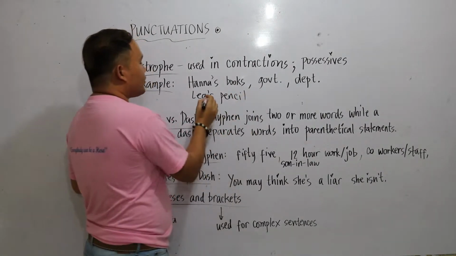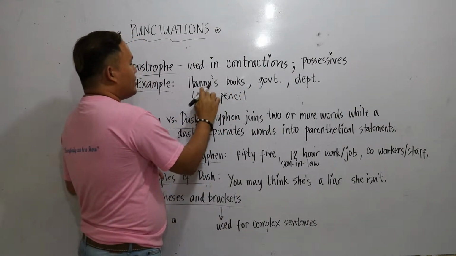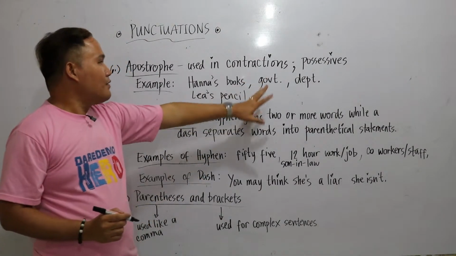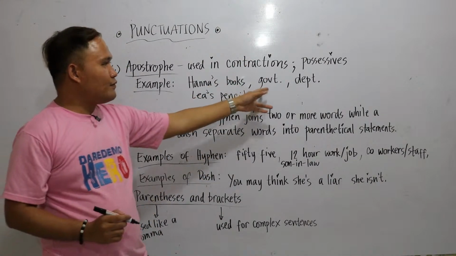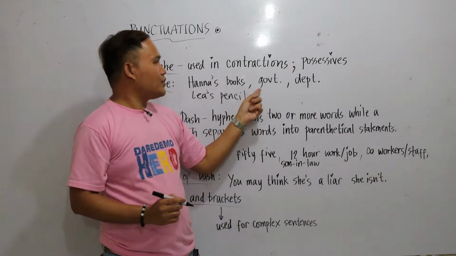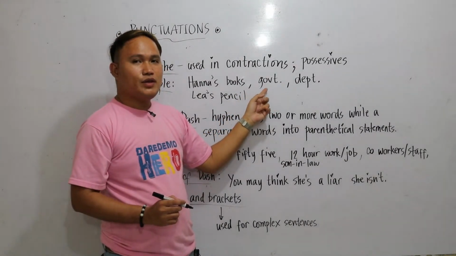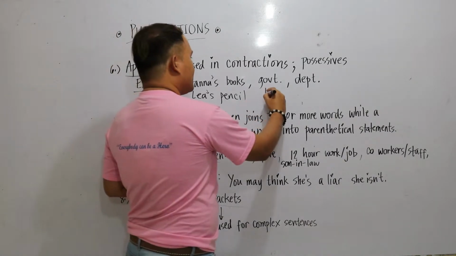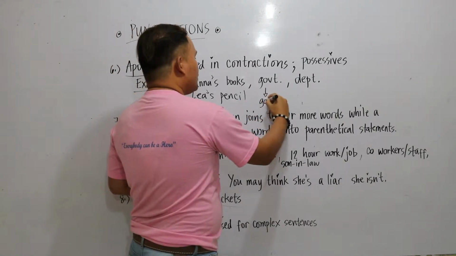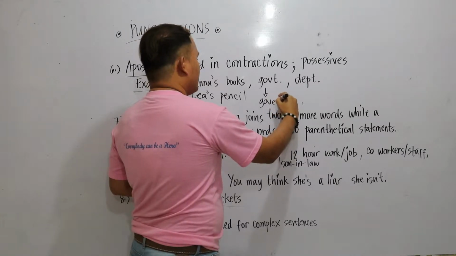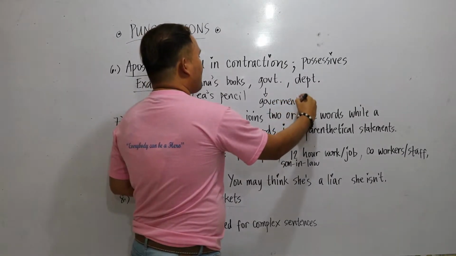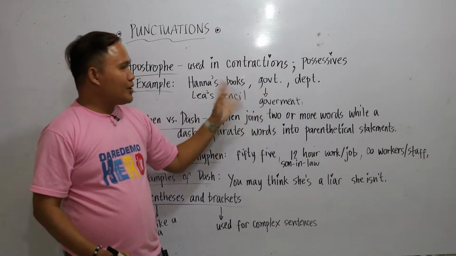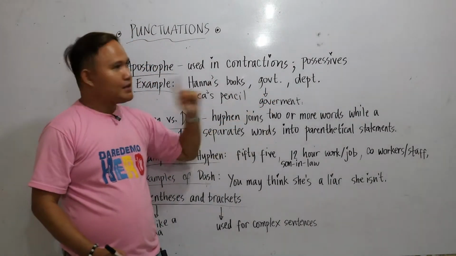So don't forget to always put the apostrophe. Okay, next, for contractions, what do you think this word is? It's government. So contraction means abbreviation. GOVT is a shortened, or contracted, word for government.